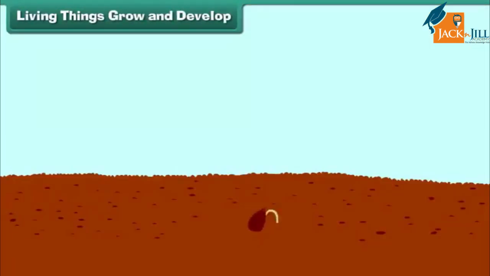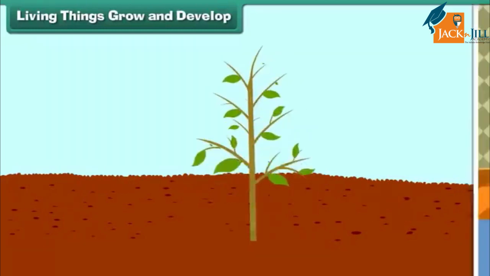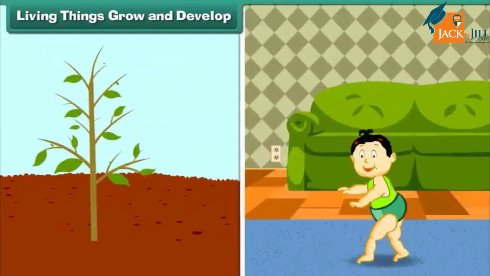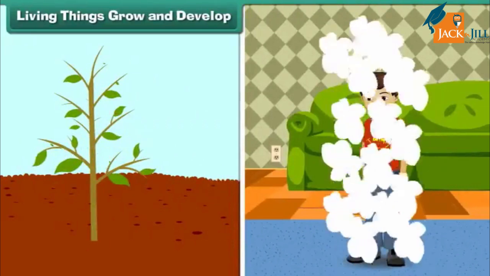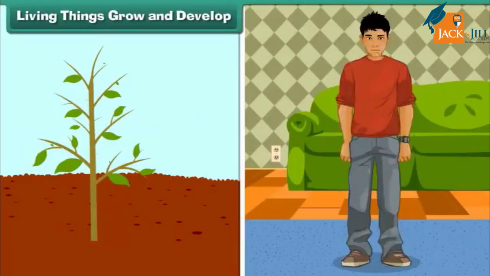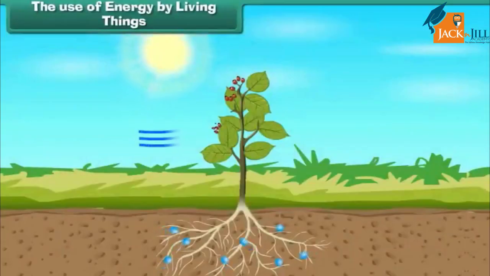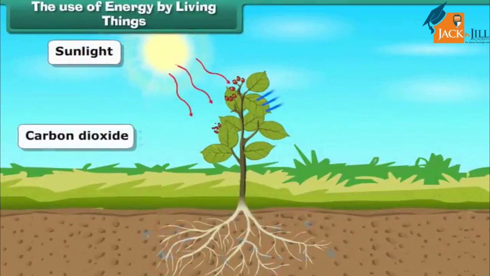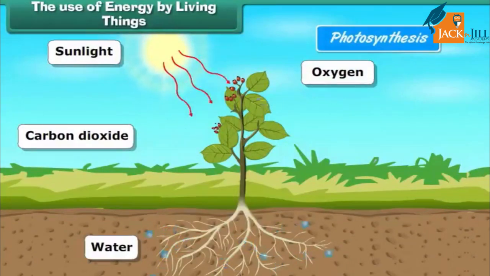Living things grow and develop. All organisms grow and develop. Growth results in an increase in size, weight, and synthesis of new protoplasm. In animals, growth is limited to a certain age, while plants grow all their life, fed by the process of photosynthesis. Plants require sunlight, carbon dioxide, water and chlorophyll for the process of photosynthesis.